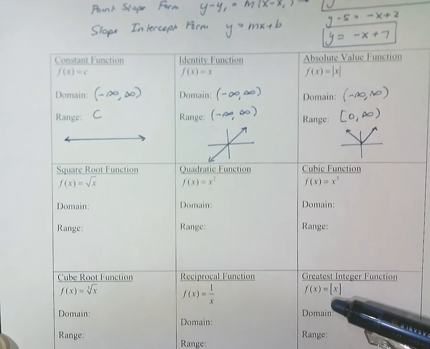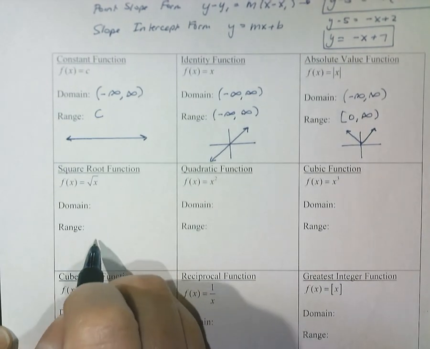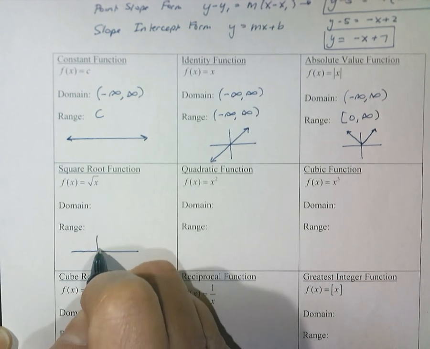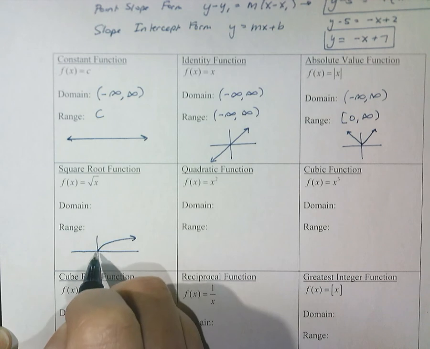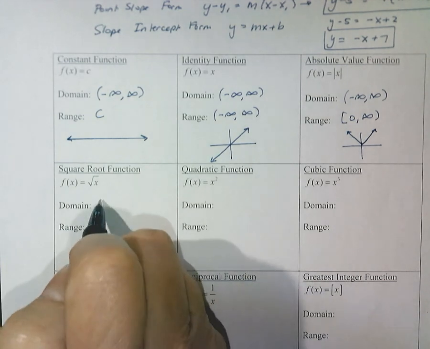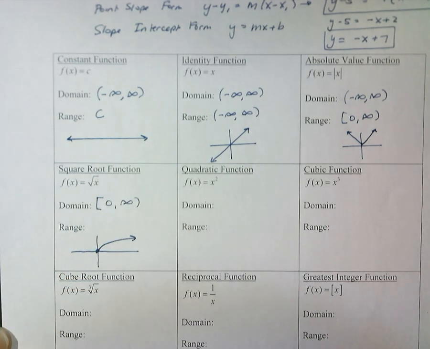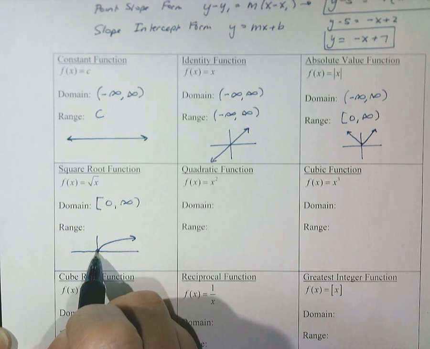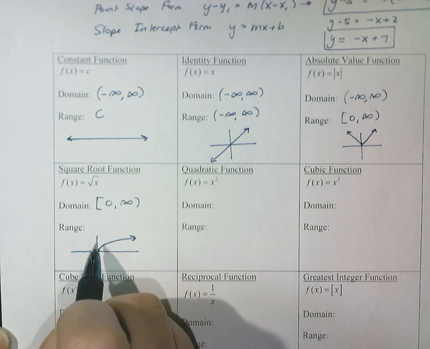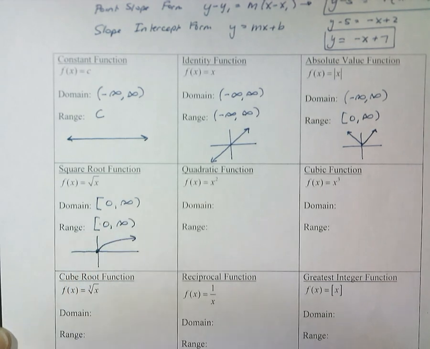My square root function, or radical, it's one of my favorite ones to work with. You'll see me use this one a lot. It looks like this. It starts here at (0, 0). So my domain is from 0 to infinity. And then from 0, not only does it just go to the right, it also only goes up. It's never going to change that. So my range is going to be from 0 to infinity.